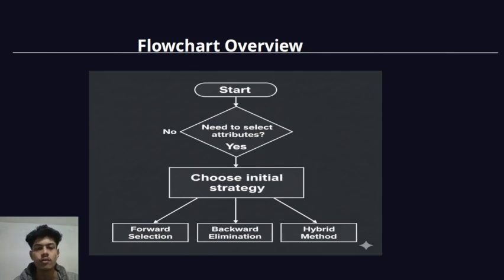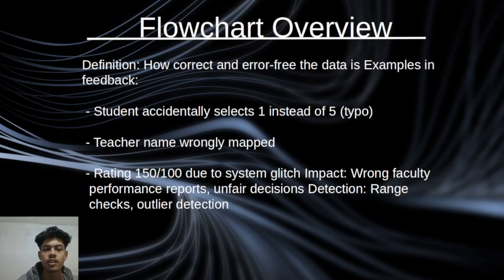Now we will see the flowchart overview for this selection. First we start the analysis, then we see if we need to select the attributes. If yes, then we check which strategy to be applied: forward selection, backward elimination, or hybrid method.